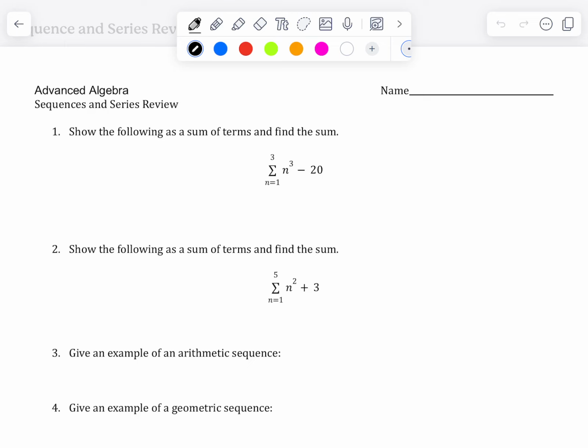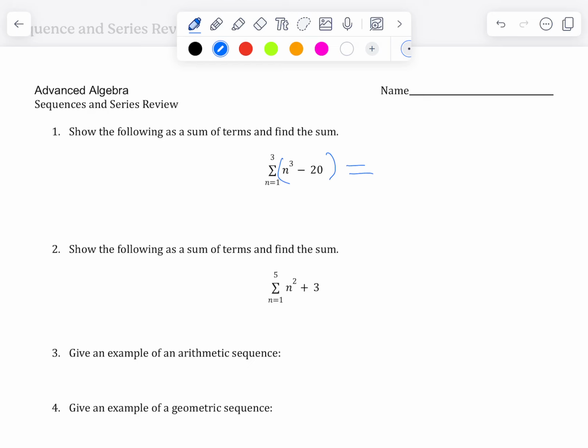Sequence series review. A lot of this I'm going to use Desmos to figure out. I could do this by hand, but if you can type in the symbol in Desmos and do n cubed minus 20, you will be just fine. So right here, this is summation.